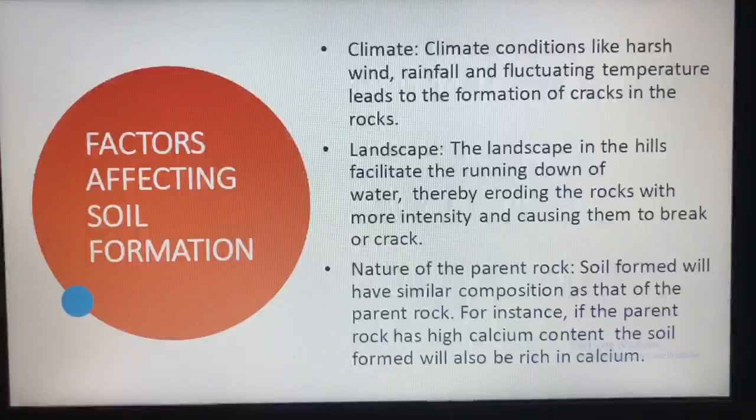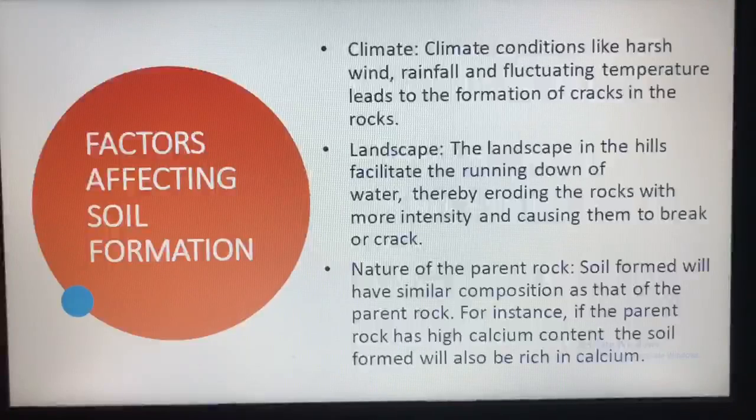lead to the formation of cracks in the rocks. Fluctuating temperature means sometimes it will be too hot and sometimes it will be too cold, sometimes it will be rainy, like that. So the temperature will be fluctuating, too hot, too cold or normal. So this will lead to the formation of cracks in the rocks.